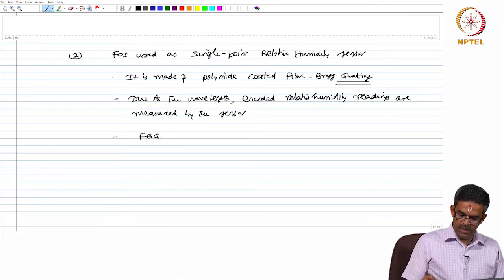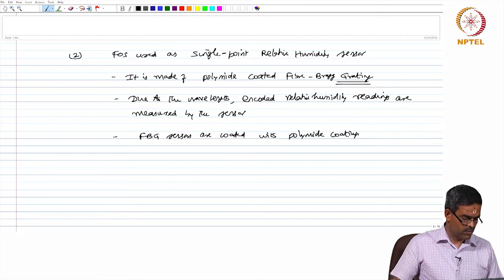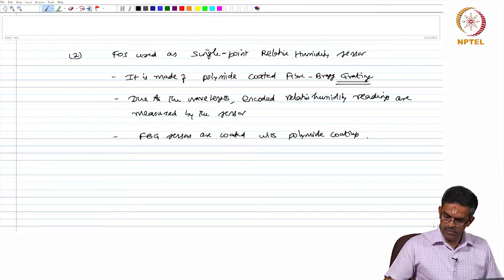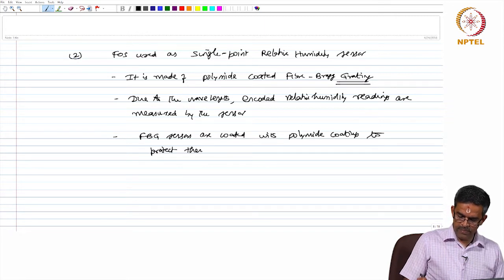The FBG sensors are coated with polyimide coatings to protect them. Several such sensors can be used in parallel.